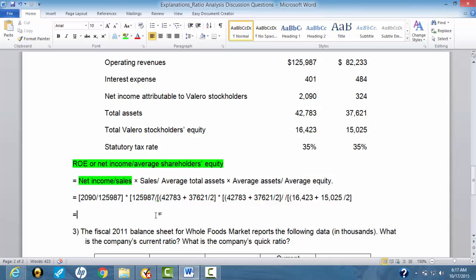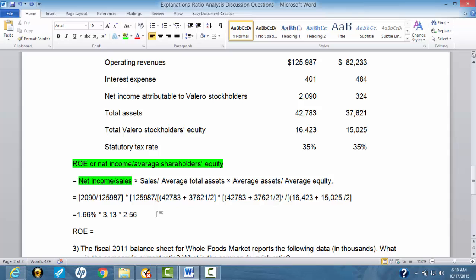Now, the profit margin comes to 1.66%. Now we multiply the profit margin 1.66% by the asset turnover ratio, which is 3.13, and then multiply that by the financial leverage, 2.56, and the answer for ROE will be 13.30% approximately. So we see that the ROE has three components: the profitability margin, efficiency or asset turnover, and the leverage ratio.